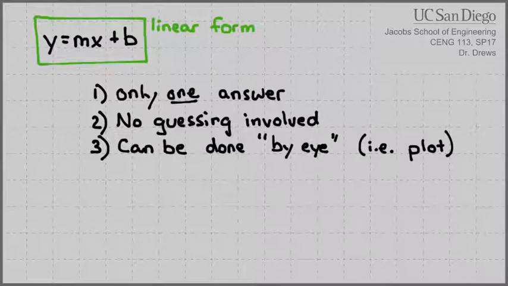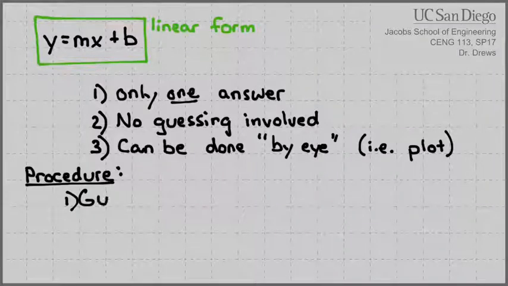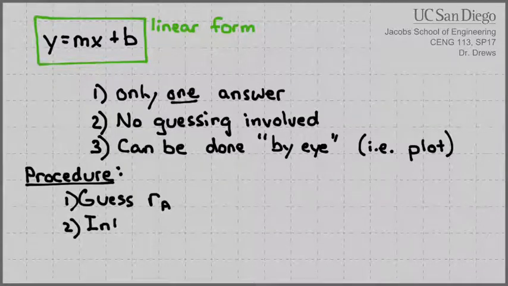The general procedure then that we have, if we want to know a rate law, so e.g. what you would do on your homework, step one is to guess rA, which I will probably give you what rA is. Step two will be to integrate the material balance.